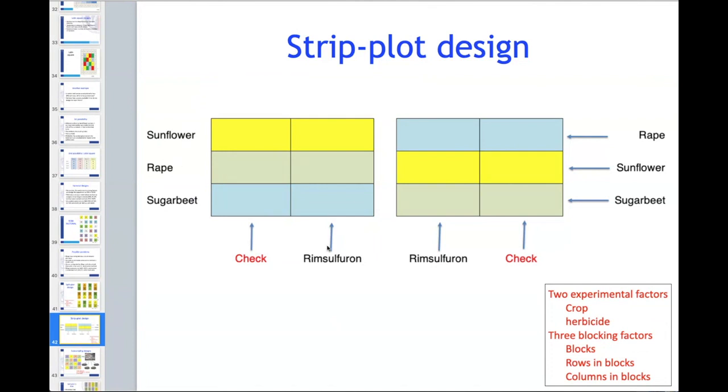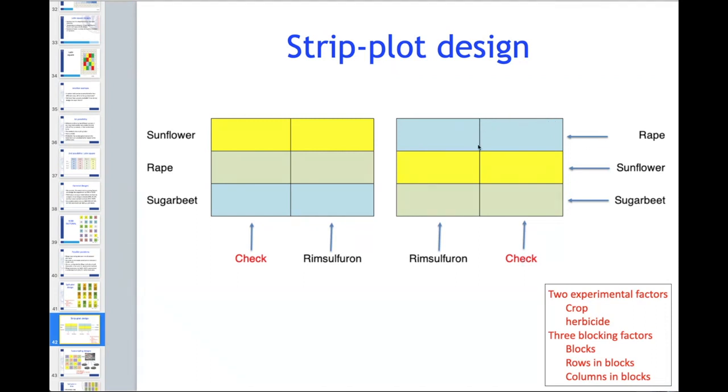Look at this one. We have two blocks here. One is the left block, and the other one is the right block. This is the right block, and this is the left block. Let's consider the right block. This is a factorial where we want to compare 3 crops, rape, sunflower, and sugar beet, and 2 herbicides. One is rimsulfuron, and the other one is the control. So no treatments, no herbicide.